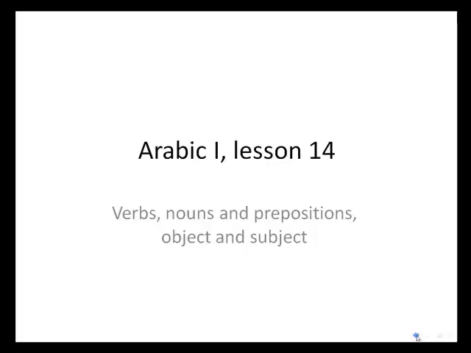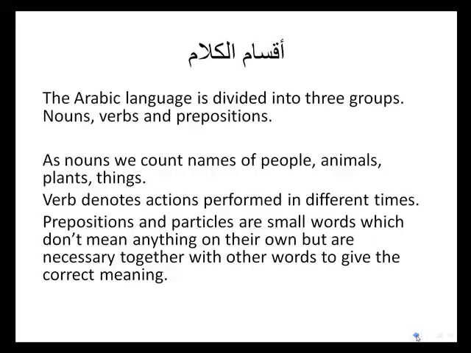Welcome to Arabic 1, lesson number 14. Today we're going to talk about verbs, nouns and prepositions, and then objects and subjects. The Arabic language is divided into three groups: nouns, verbs and prepositions. As nouns, we count names of people, animals, plants and things. Verbs are denoting actions performed in different times, and prepositions and particles are small words which don't really mean anything on their own, but they are very necessary together with other words to give the correct meaning.